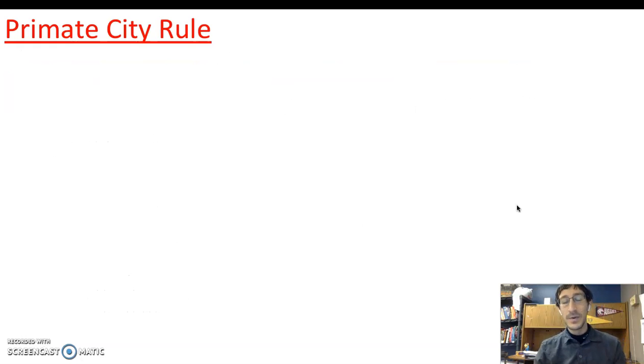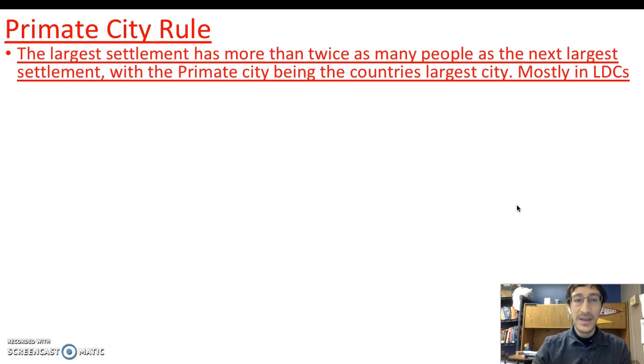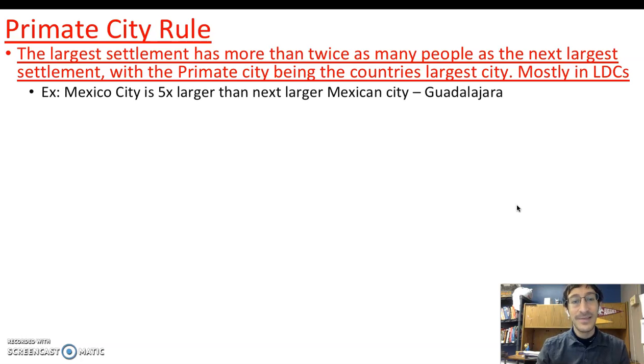Now, the other side is what we call the primate city rule. Okay, and this is where the largest settlement has more than twice as many people as the next largest settlement, which means if I have a city that has 20 million people, the next largest city is not going to have 10 million. It'll probably be closer to 5 or 6 million, if even that. Okay, and mostly we see these in less developed countries where usually the capital city has the largest concentration of people, and it dwarfs anything close to it. There aren't any similar sized cities. And because of that, we see a lot of problems.